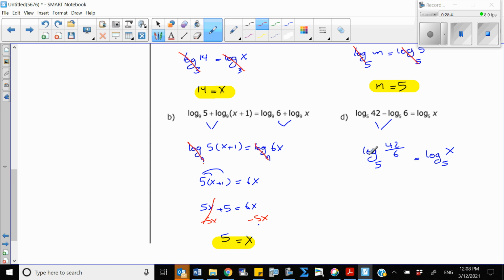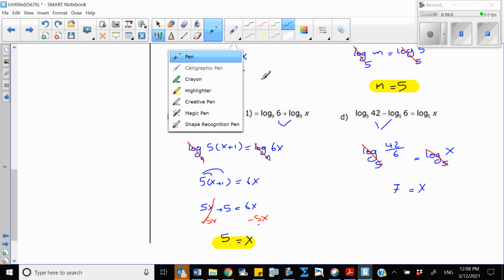Okay, now I can drop the logs because I have one log on each side. And now what is 42 divided by 6? It's 7. So I have 42 divided by 6, which is equal to 7 on the left side, and the x on the right side. And we're done. This is our answer.